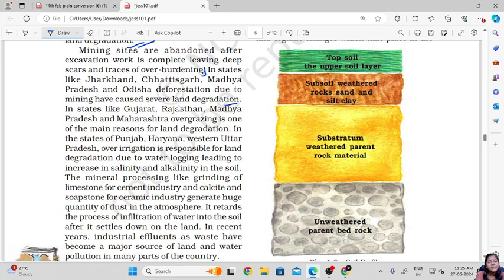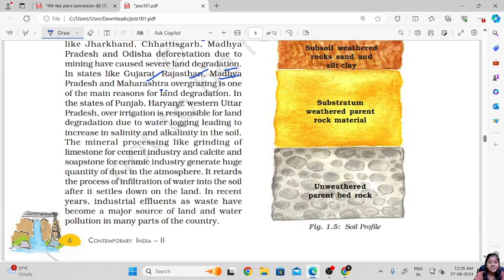Okay. Then in states like Gujarat, Rajasthan, Madhya Pradesh and Maharashtra, overgrazing is one of the main reasons for land degradation. In other states like Punjab, Haryana and Western Uttar Pradesh, over irrigation is responsible for land degradation. This is because of waterlogging, leading to an increase in salinity and alkalinity in the soil.